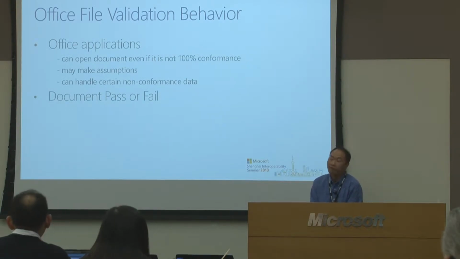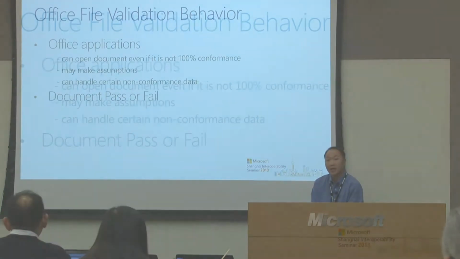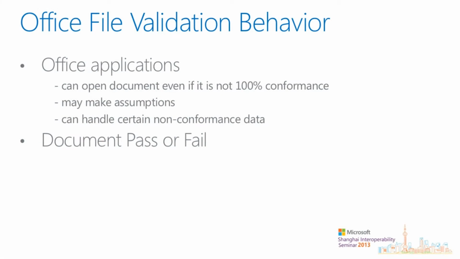OFV's goal is not to check 100% conformance of the binary document. An Office application can make assumptions and handle some of the non-conformant data, so that the application can continue to operate even though the document is not 100% conformant to the specification. In other words, you can open a document that does not fully comply with the open specification, and it will continue to operate.